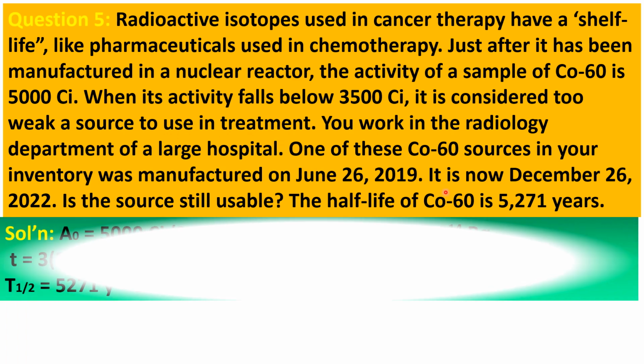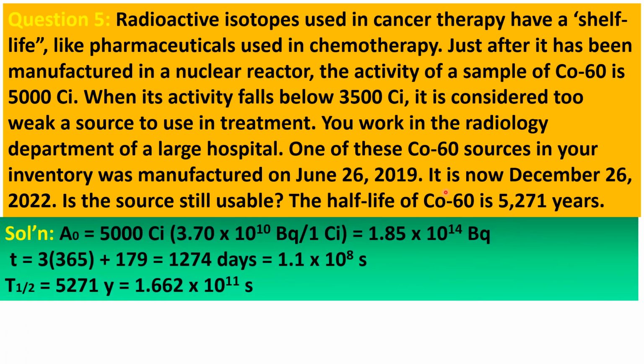So, our solution, we first convert the given activity, initial A naught, from 5,000 Curie to becquerel. We just multiply this 5,000 by 3.70 times 10 to the 10 becquerel, and we get the equivalent activity already expressed in becquerel, which is 1.85 times 10 to the 14 becquerel.